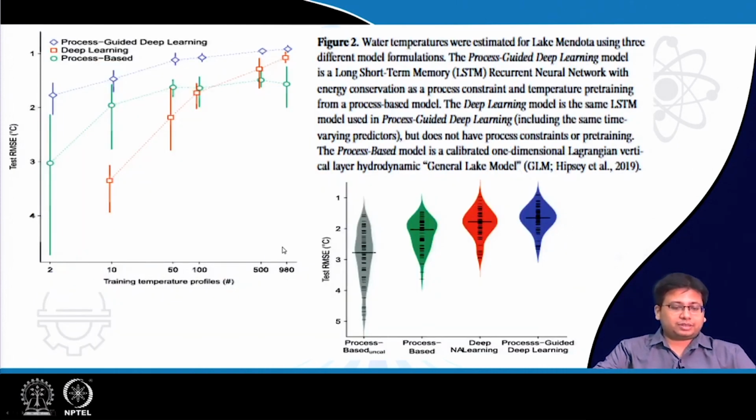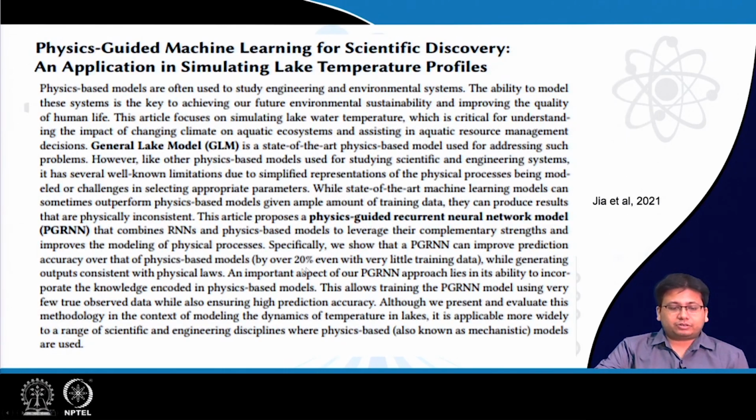So here we see that the proposed model, marked in blue, requires a significant amount of training data to reach good performance, but here they are saying that even with small training data, it is able to get a 20% improvement over the process based model, while also generating outputs which are consistent with the physical laws.